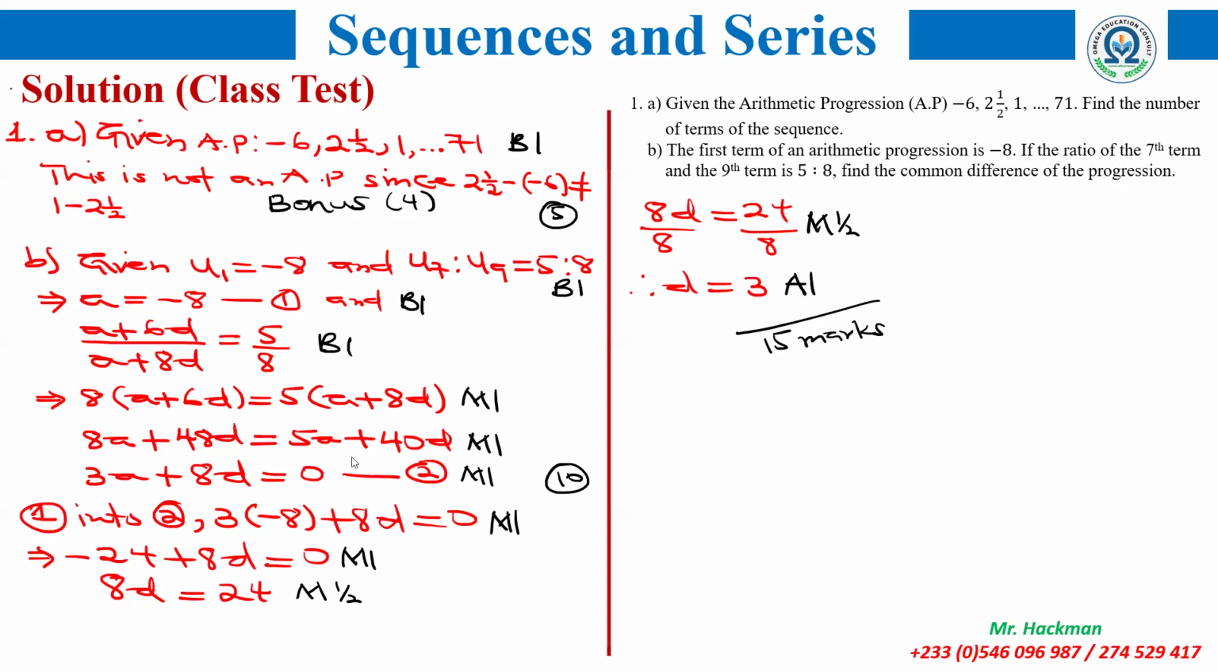So your equation 2, mine is this, but yours will be 3a is equal to minus 8d. Yeah. Then you substitute. So if you substitute, you will get what? You will later divide by what? The 8 there. But I think you divide by minus 8. Yeah. You get the same result.